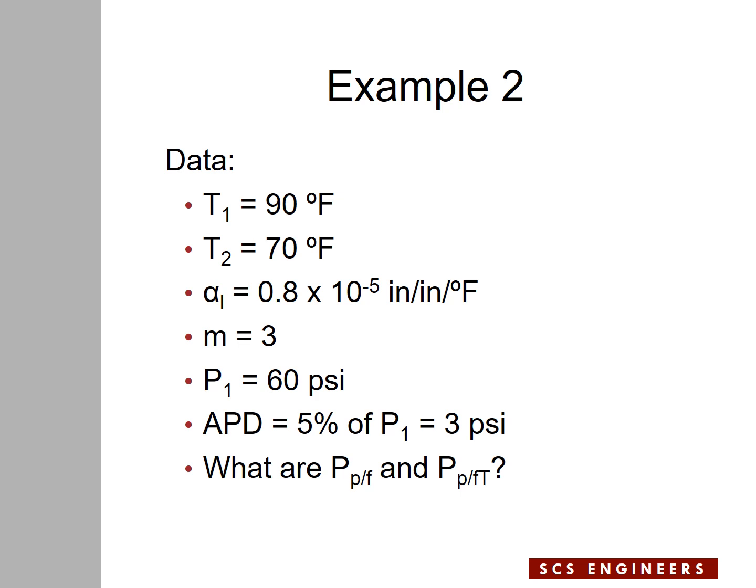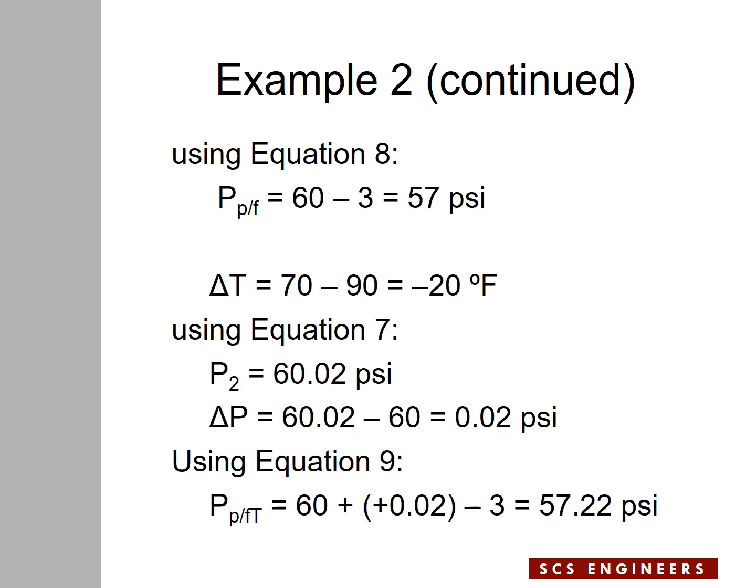to example 1. Now the question is, what are the values for pass-fail pressure without considering temperature and pass-fail pressure considering temperature? Similar to example 1, pass-fail pressure without temperature impact is 60 minus 3, which is equal to 57 psi. Same result as example 1.